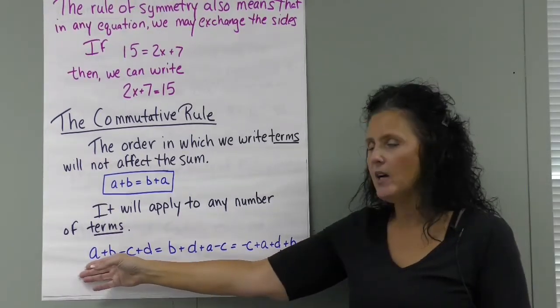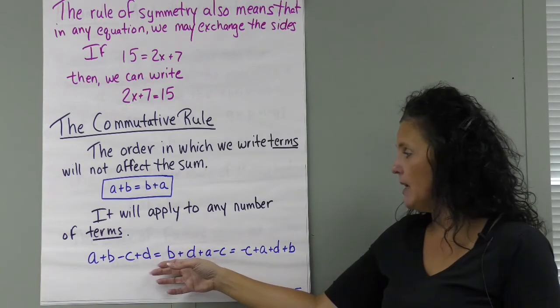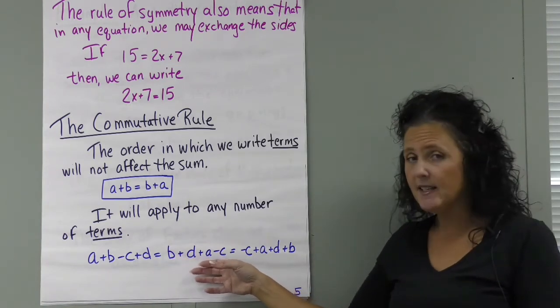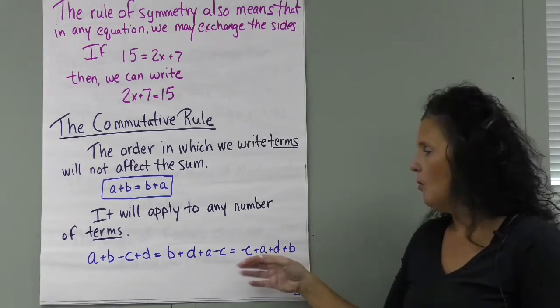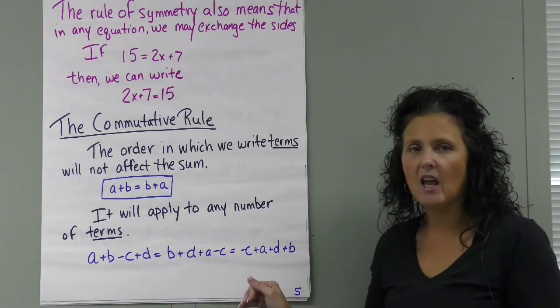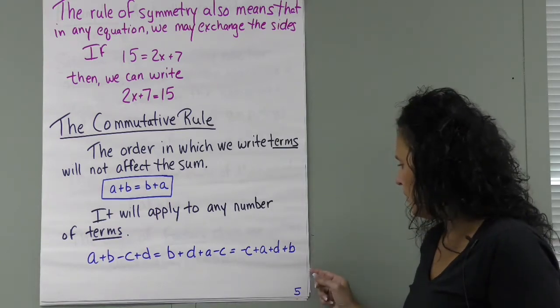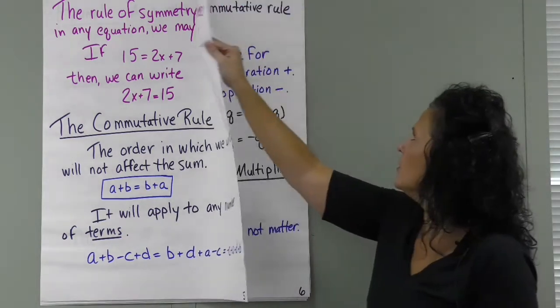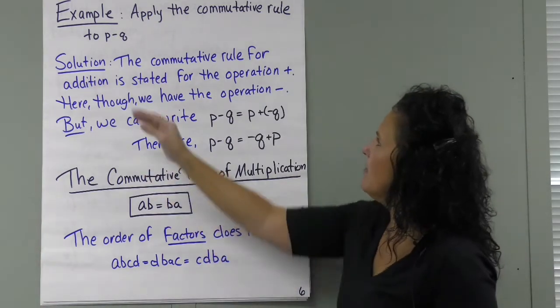So it'll apply to any number of terms. Here we can have a plus b minus c plus d. We can change it to b plus d plus a minus c, or negative c plus a plus d plus b. When we add those, they're all going to be the same when we put numbers in there. It's the commutative rule. That's what they're talking about here. Let's look at an example with p minus q. We're back to p minus q.